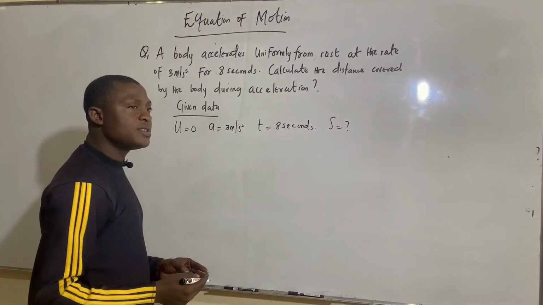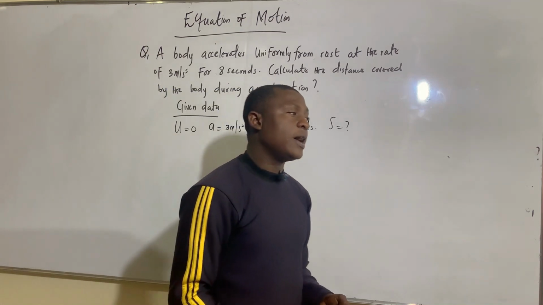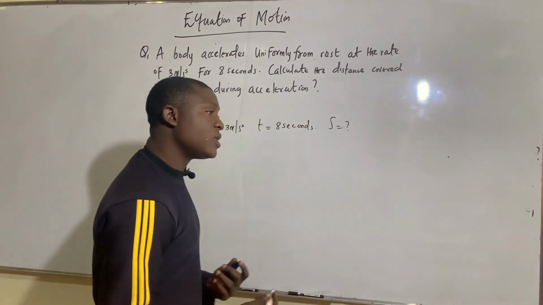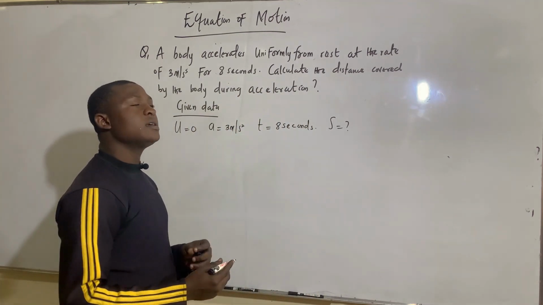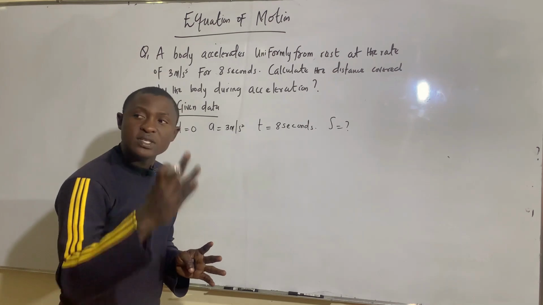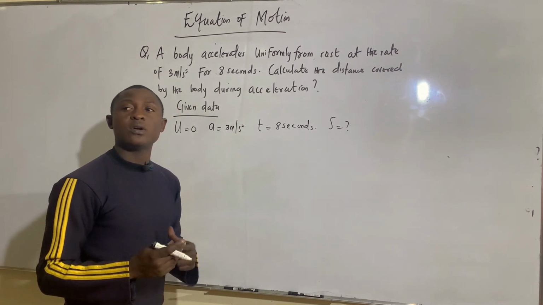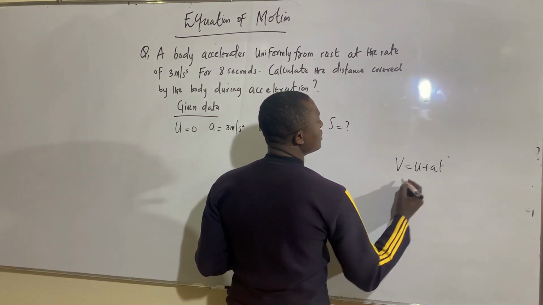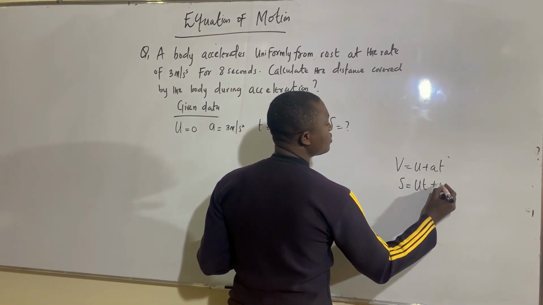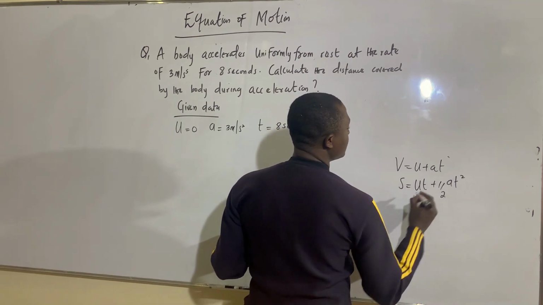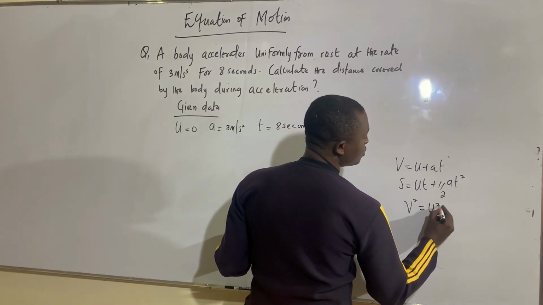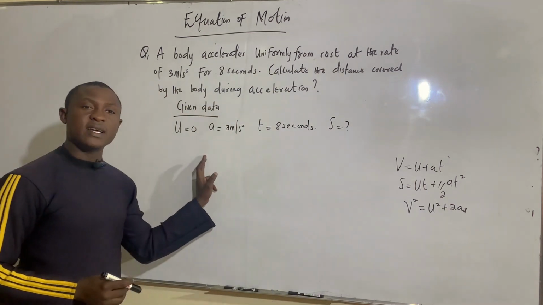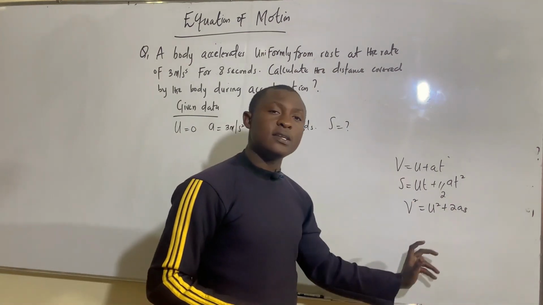So the first thing to know is which formula are you going to apply? Is it going to be the first one, or the second one, or the third one? The first thing I will advise you is to write out the three formulas that we have, so you know the one you are going to apply. The first one we derived: v is equal to u plus at. Another one: x is equal to ut plus 1 over 2 at squared. And another one: v squared is equal to u squared plus 2ax.